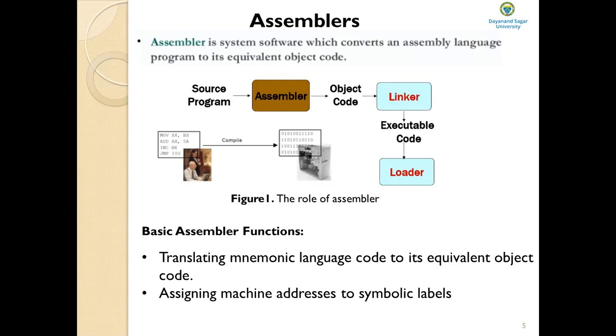But the computer cannot understand assembly language code. It understands only strings of zeros and ones, isn't it? So computers cannot understand assembly language code until it is translated into machine language. Then which program is required to translate the assembly language code into the machine language code? The assembler. The assembler is a program which converts an assembly language code into its machine language equivalent, the object code.